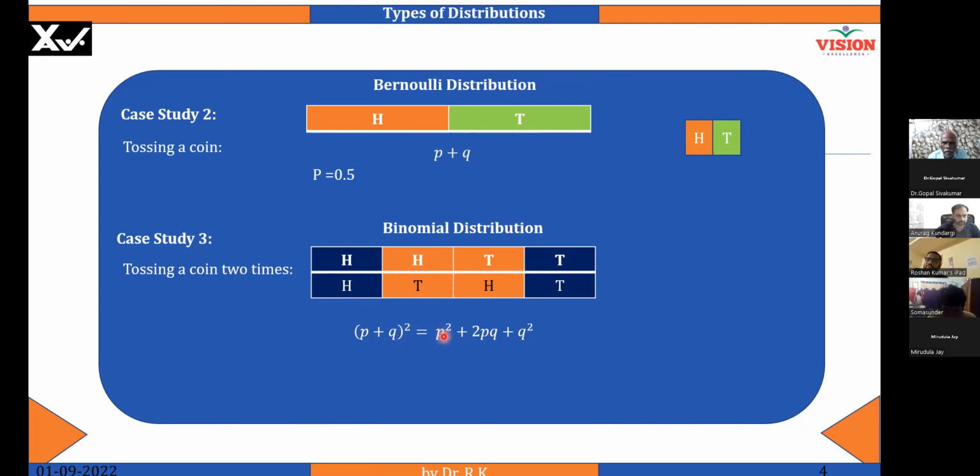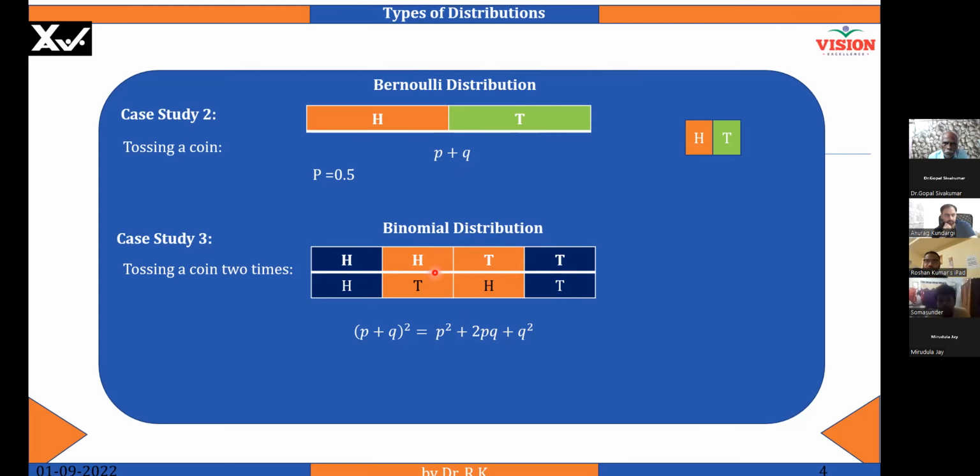What is p squared? 0.5 times 0.5 is 0.25, which is 1 by 4. That is the probability we mentioned. The probability of two tails falling is also 1 by 4, which is 0.25, which is nothing but q squared, because q is 0.5. And the probability of a head and a tail falling is 2 times pq, 2 into 0.5 into 0.5, 2 times 0.25, which is 0.5. That is what we got. 1 by 2.